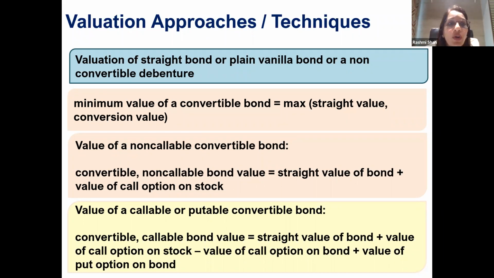So a bond that is both callable and convertible will have two embedded options: call option on the stock and call option on the bond. And the investor will generally have a short position in the call option on the bond. Why I've marked it yellow is because we are not considering this for our case studies. We will be considering the above two examples only for our further case studies.